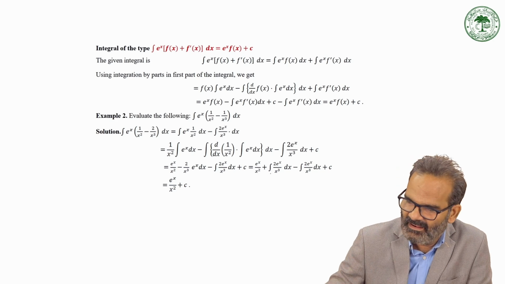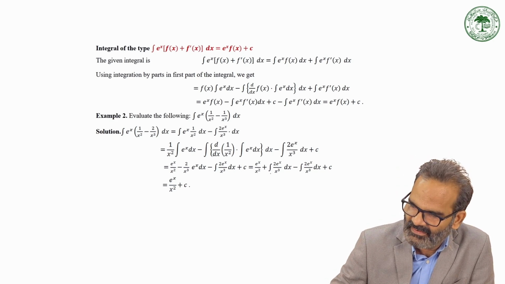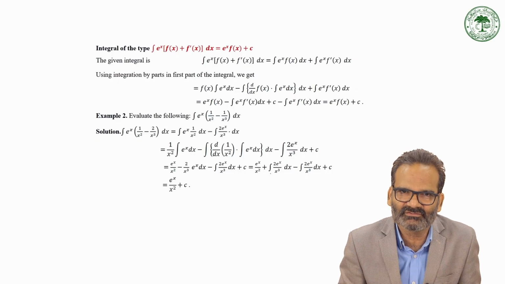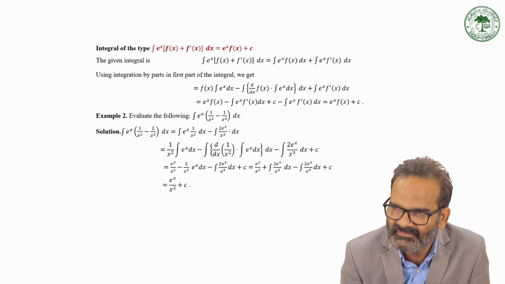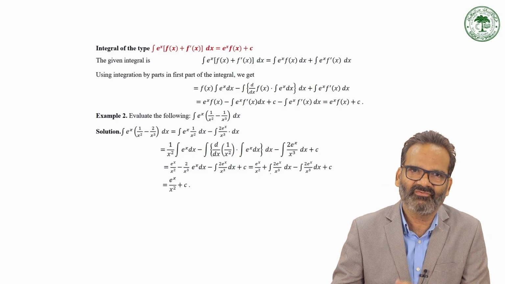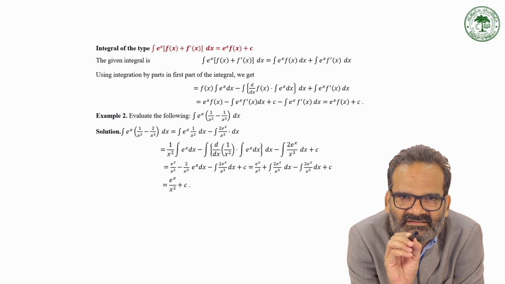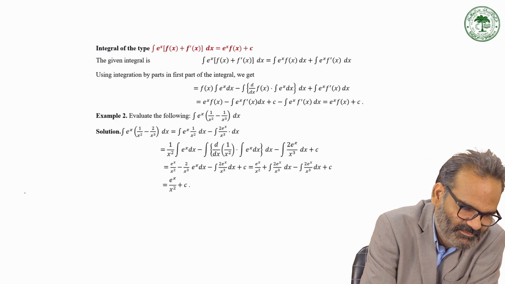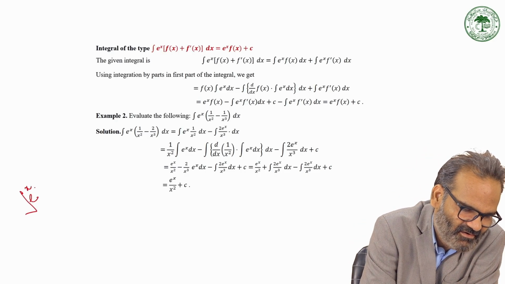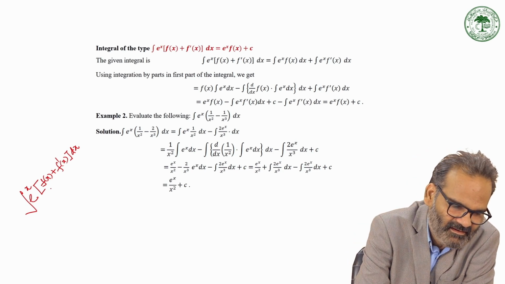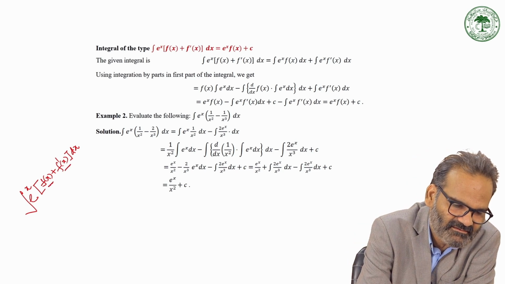After this, actually this was the method of integration by parts. Now this is also a special case of the same method. That is, if the function is given like this: e raised to power x times f of x plus f dash x, dx. What does it mean? See, if you have a function of this type, f of x plus f dash x, and dx, what does it mean? This is the first function and this is the second function.